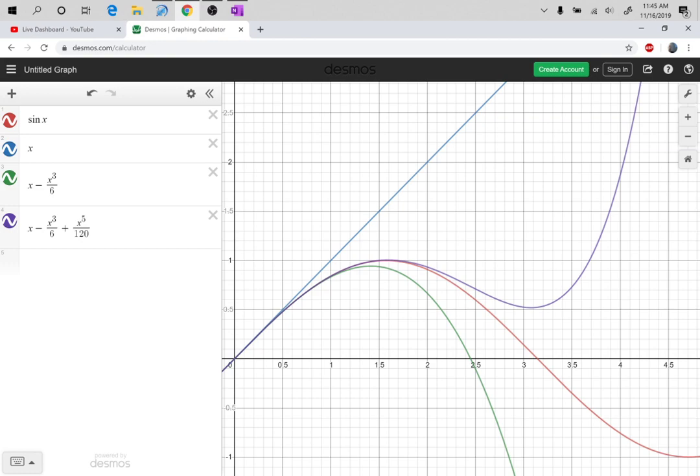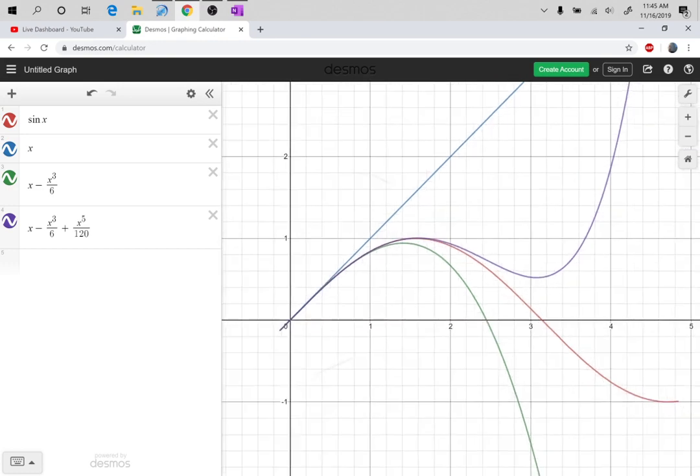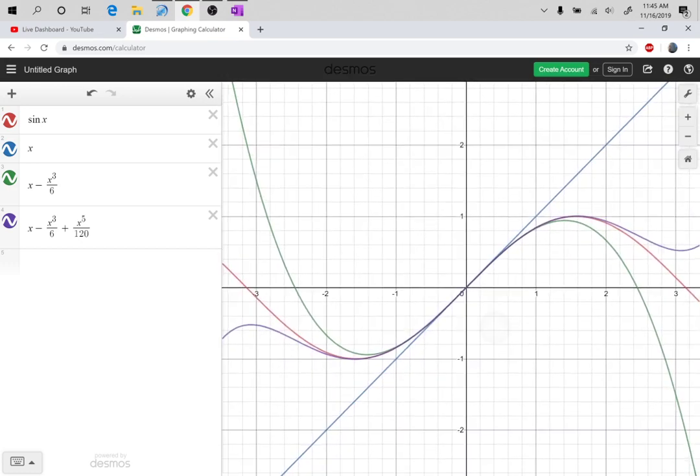And look at the first 3 terms. Covers the whole first quadrant, right? 90 degrees. You keep adding extra terms, it keeps wrapping around. Keep going and going.